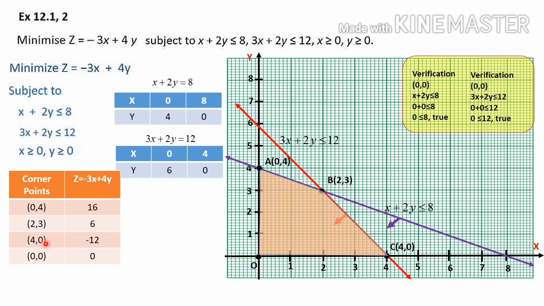Next is (4, 0), x is 4, y is 0. So minus 3 into 4, minus 12 plus 0. Minus 12 plus 0 is minus 12. Next is (0, 0). 0, 0 in the sense both the terms will be 0. 0 plus 0 is 0. So just go through these four values and find out which is the minimum value because we are asked to minimize. So the minimum value is minus 12. So just mark it as the minimum value, then write the conclusion. So z is equal to minus 12 is minimum at the point (4, 0).